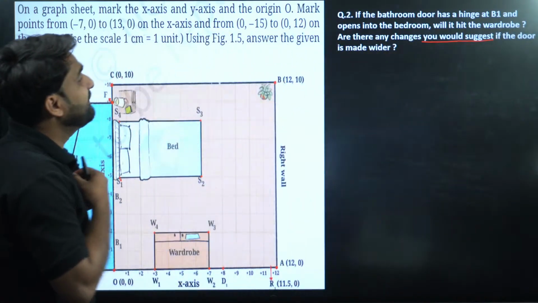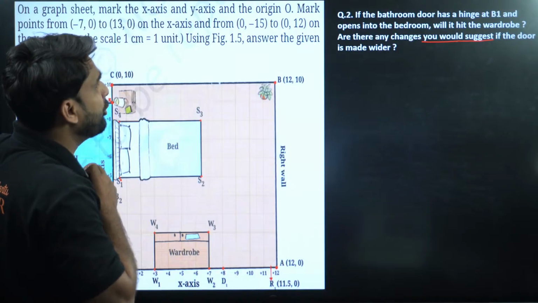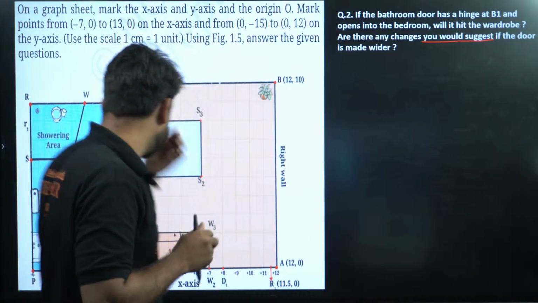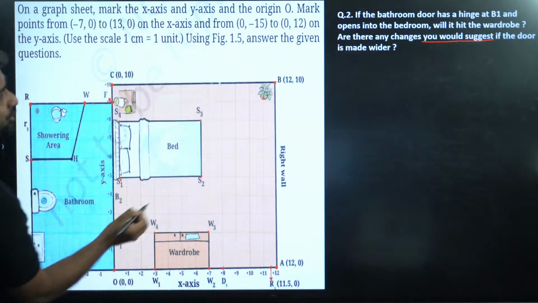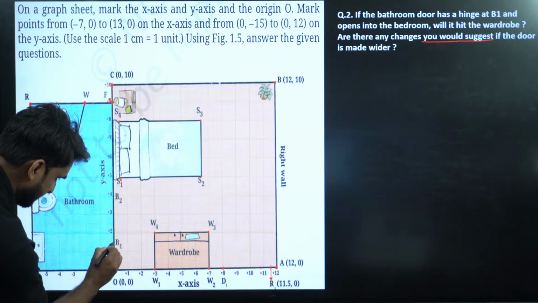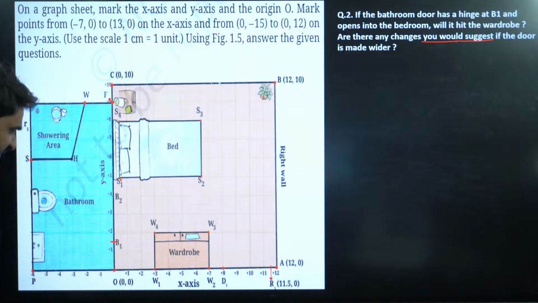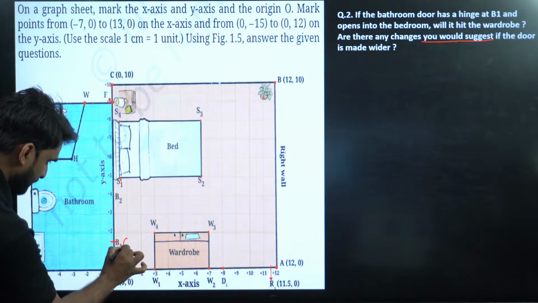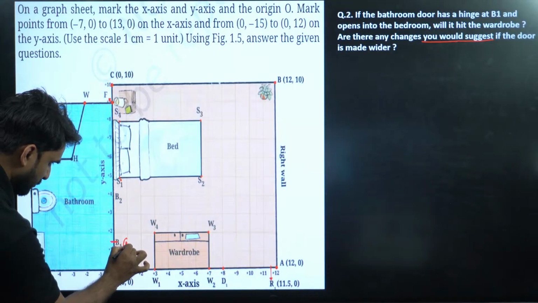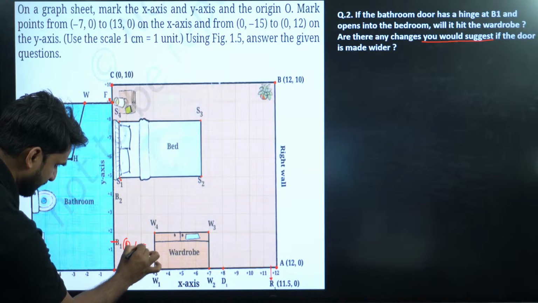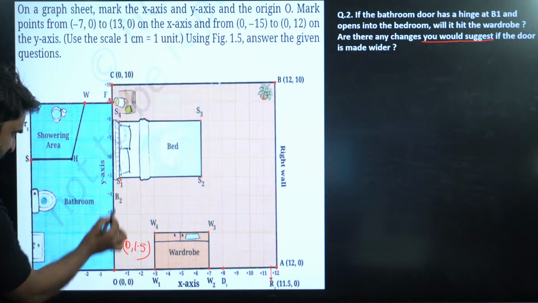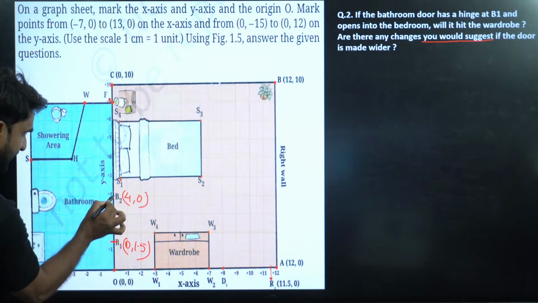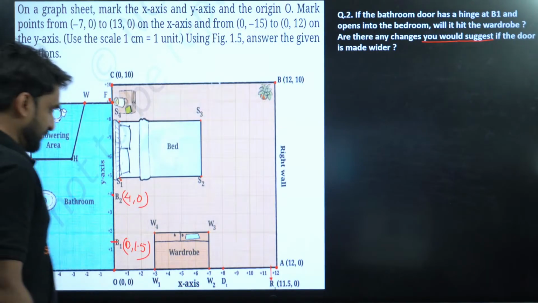If the bathroom door has a hinge at B1 and opens into the bedroom, will it hit the wardrobe? So let's find out. Where is bathroom B1? So this is B1 here. B1 is exactly the midpoint of 1 and 2, so the coordinate of B1 will become 0, 1.5, and basically this is B2, and B2 coordinate will be 4, because B2 is at 4 and x coordinate will become 0. We can write 0, 4.